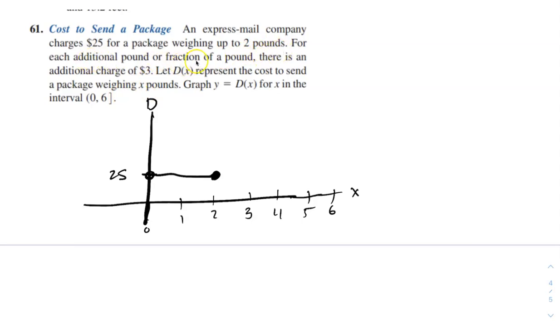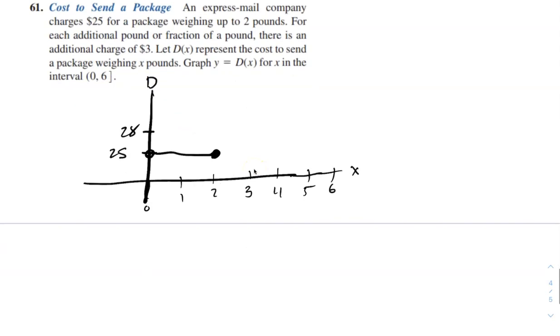For each additional pound or fraction of a pound, there's a $3 surcharge. So at 28 will be the next one. The next pound, if we go from 2 to 3, we have a $3 surcharge. Now this is going a little backwards, because 2 is the max here and 3 is the max. So it's actually like a round up function, because all half pounds go up. Then we do the same thing with 4, open circle here, all the way to 4. That'll be $31. And then from 4 to 5, it'll be $34. And then from 5 to 6, it'll be $37. And that's my function.